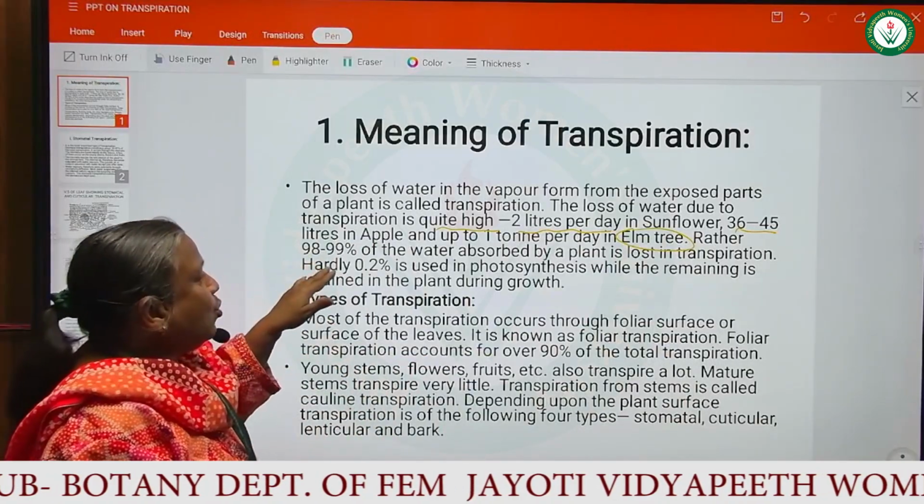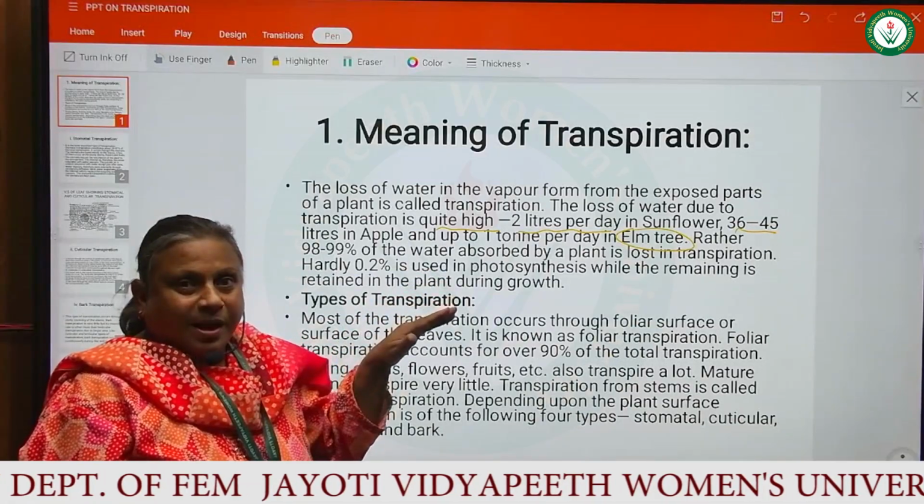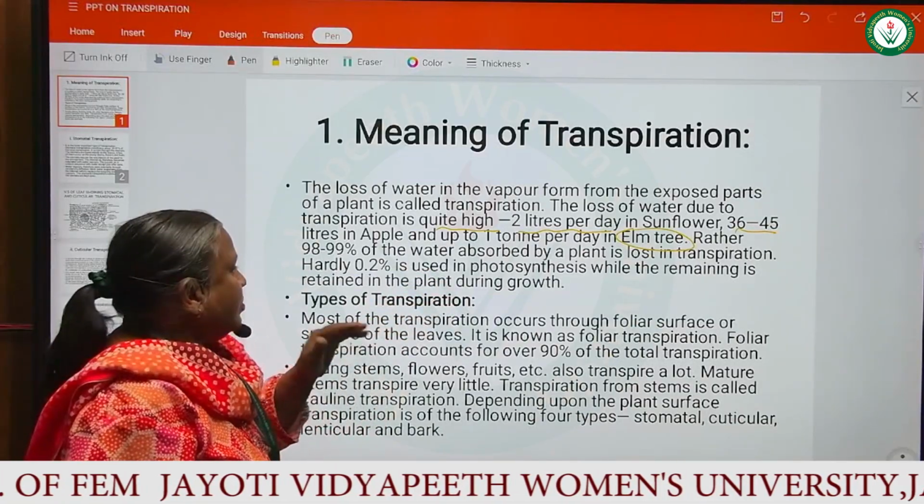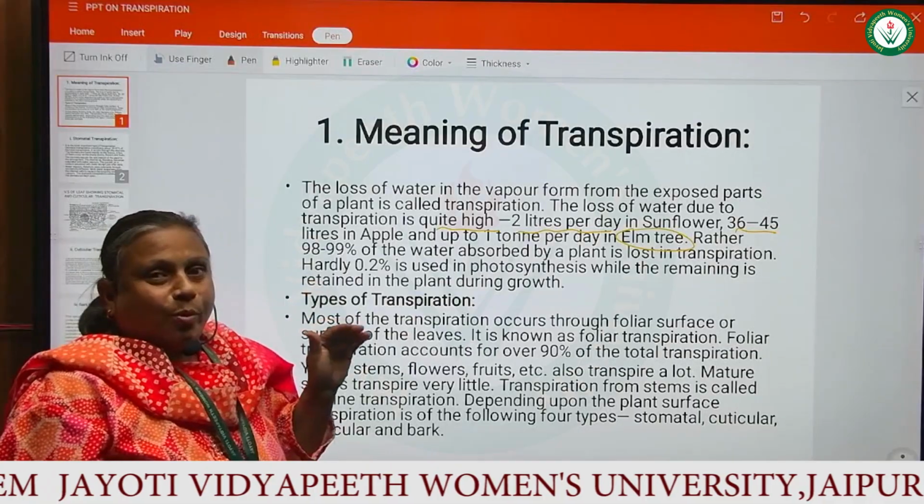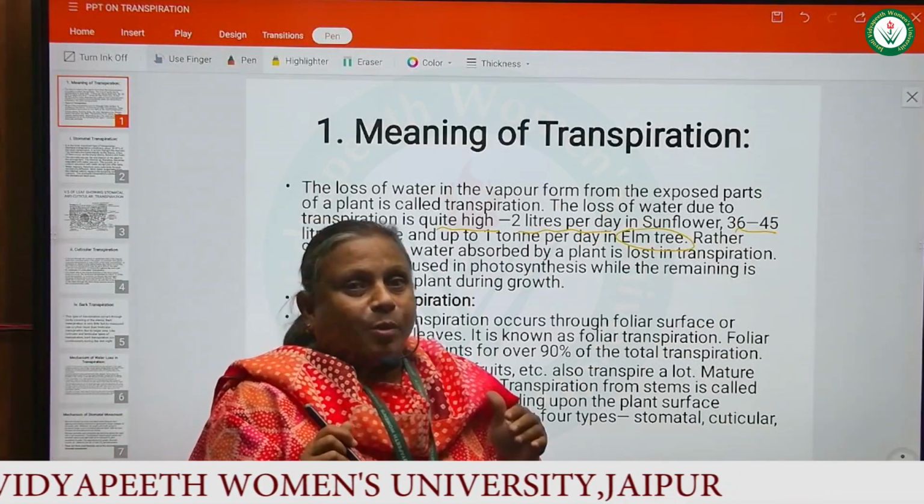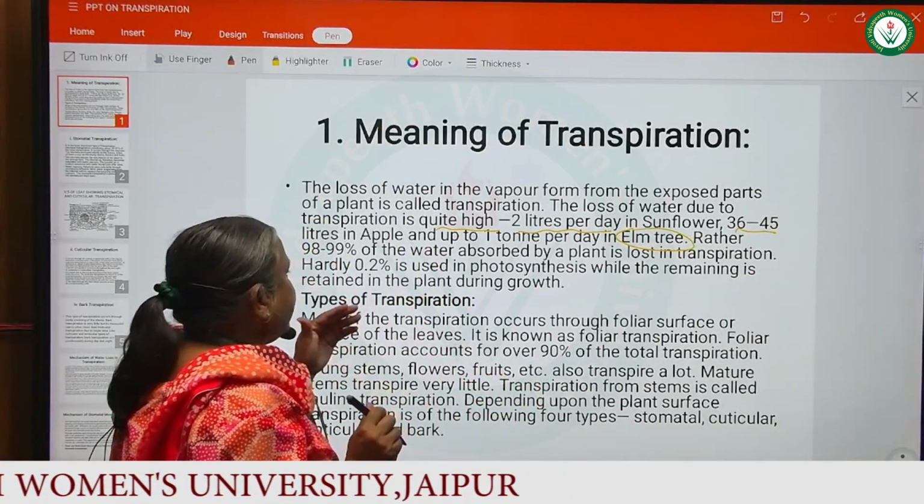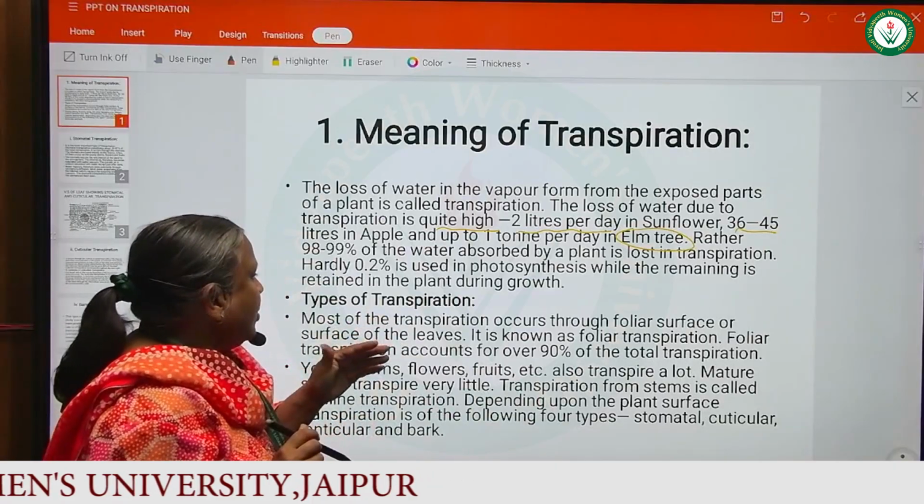Rather, 98 to 99% of the water absorbed by a plant is lost in transpiration. Hardly 0.2% is used in the process of photosynthesis, while the remaining is retained in the plant during growth.